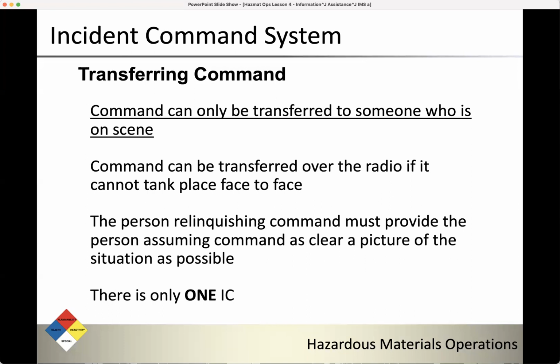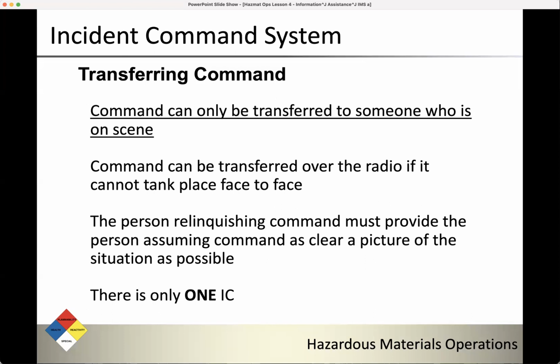When you relinquish command, you need to provide the person assuming command as clear a picture of the situation as possible. We'll talk about a way to manage that information as well. Remember, there is only one incident commander.